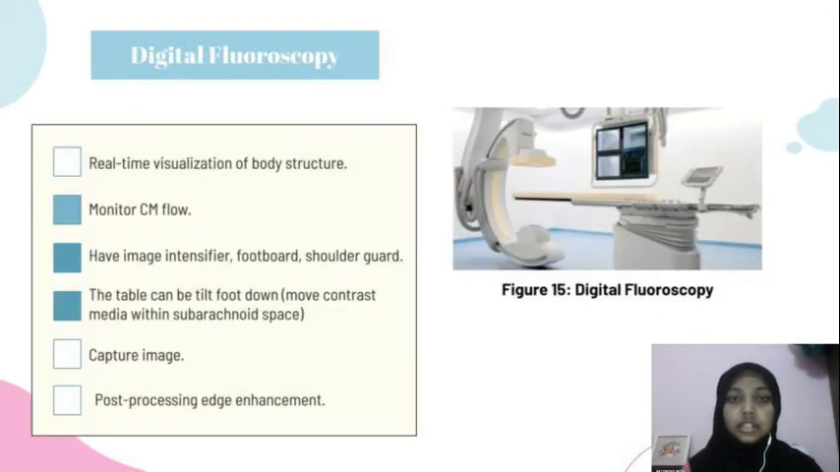Fluoroscopic imaging is a real-time visualization of body structure. It can monitor contrast media flow, and it has an image intensifier, footboard, and shoulder guide. The table can be tilted foot down to move contrast media within the subarachnoid space. It can capture images and has post-processing for edge enhancement.